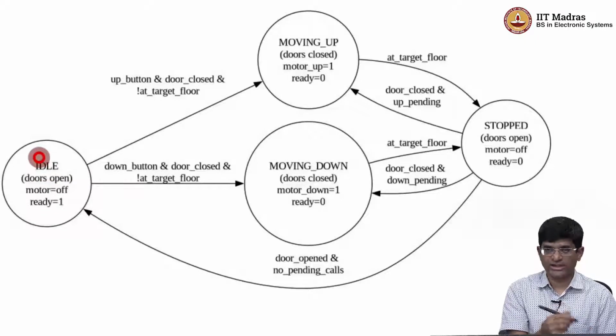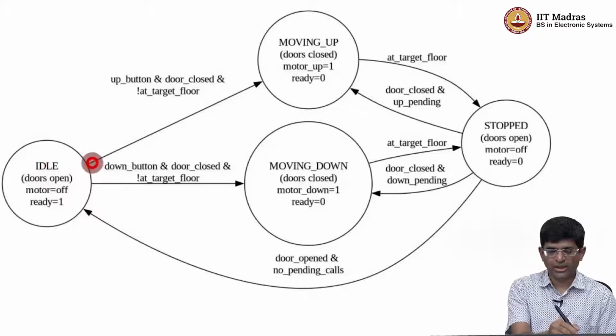This is actually a choice that we have made. We will talk a little bit more about it later. Now let's look at this transition where we go from the idle state to the moving up state. What are the conditions under which that would happen? One is that the user must have pressed the up button, the door must be closed, and we are not already at the target floor, right.